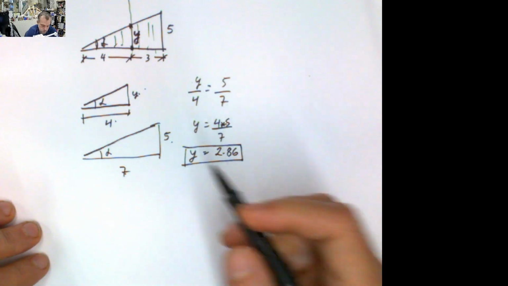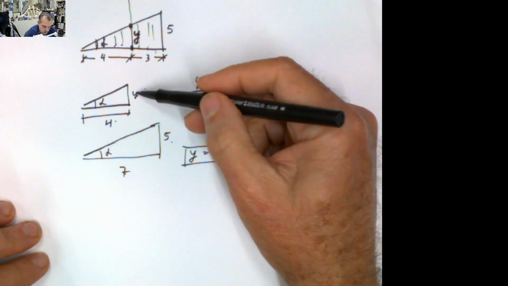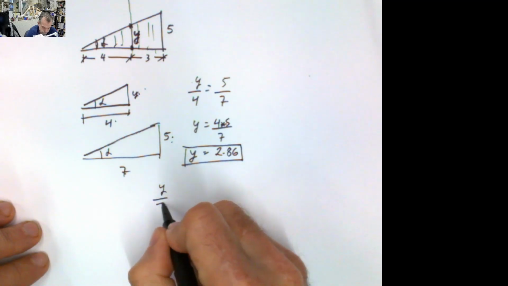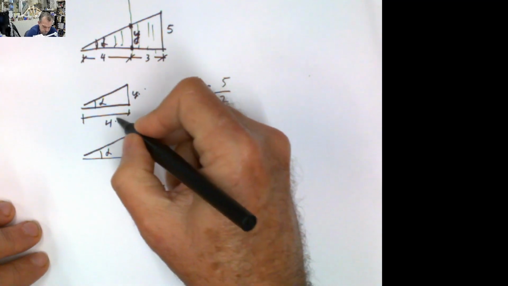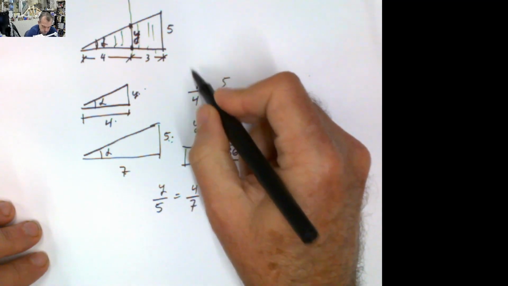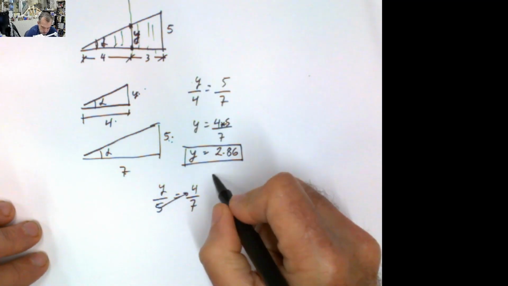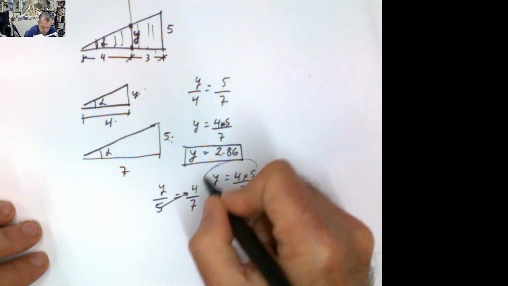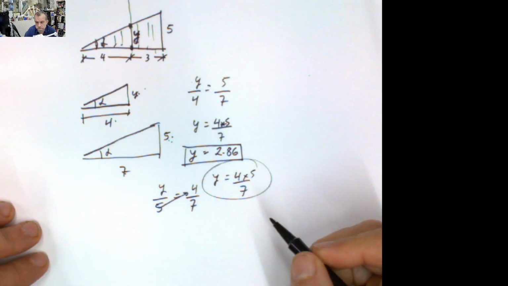There are several other ways to do it. I can say also y divided by 5, for example. Y divided by 5 has to be equal to 4 divided by 7. And at the end, you see, this goes to this side. Y equals 4 times 5 divided by 7, which is the same thing that we got in the other one.